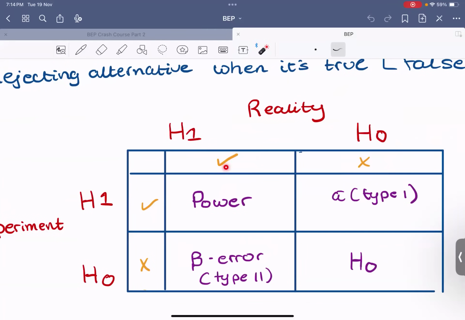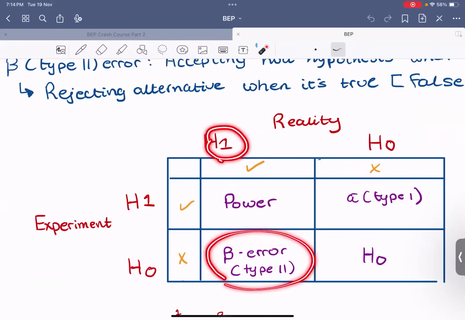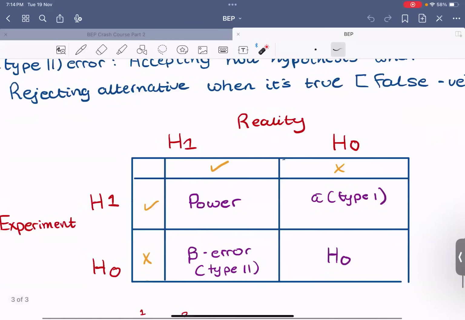So we're accepting the alternative hypothesis in the sample, and it's actually true in the population. So this is power. If we are rejecting the alternative hypothesis when it's actually true in the population, then this is beta error. So beta and power are opposite of each other.